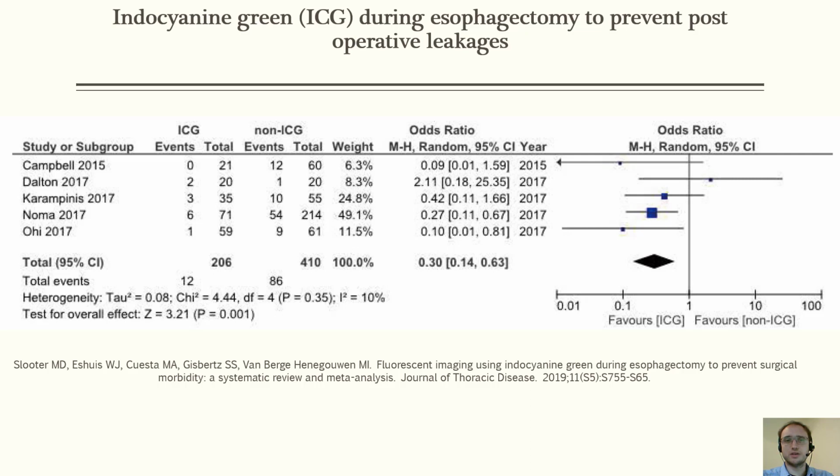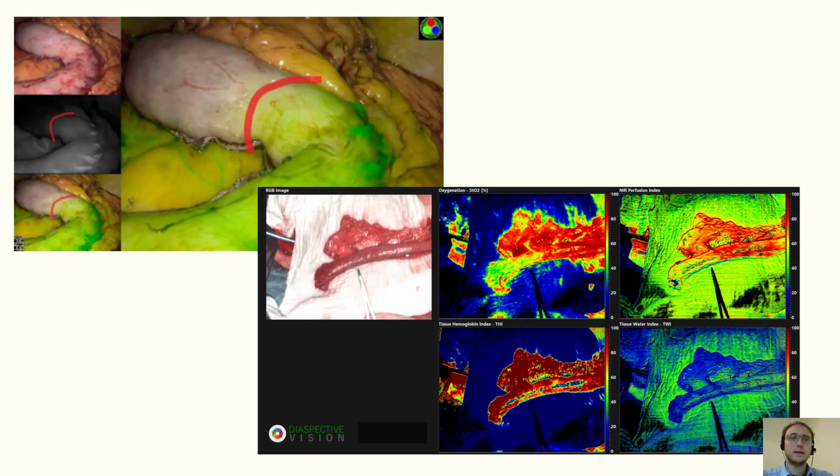Due to the high risk of leaks, especially in cervical anastomosis, as we already do in colorectal surgery, some groups began to use indocyanine green fluorescence to study the vascularization of the tubulized stomach. This meta-analysis shows that the use of ICG results in a significant reduction of anastomotic leakage. But ICG does not give a quantitative value of the perfusion, and in some cases can be difficult to decide where to perform the anastomosis.